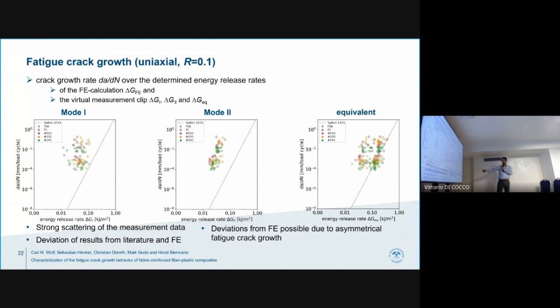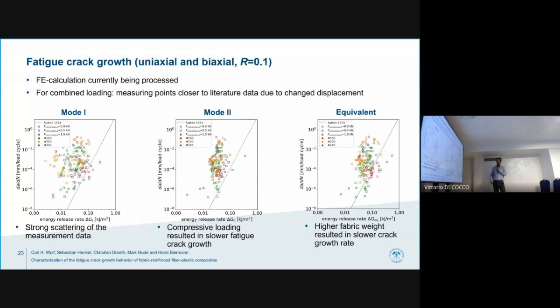Now, if we compare the equivalent energy release rate with the finite element, here's the finite element calculation, and here's our determined values with the virtual clip. You see that these values correspond to the literature, but the problem is that we assumed a symmetric crack path, so that we are not sure if these values are correct right now.